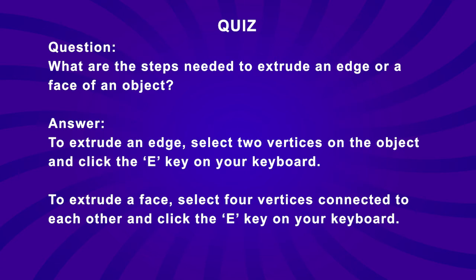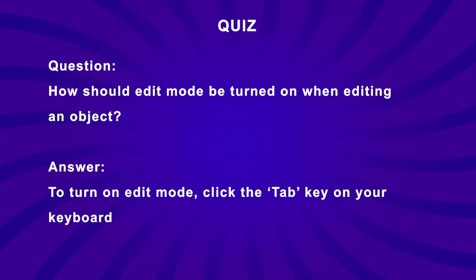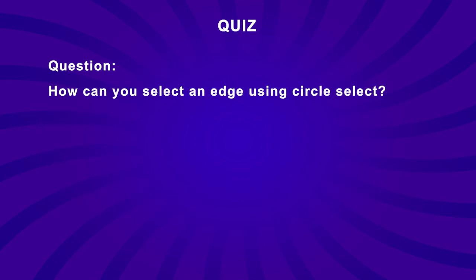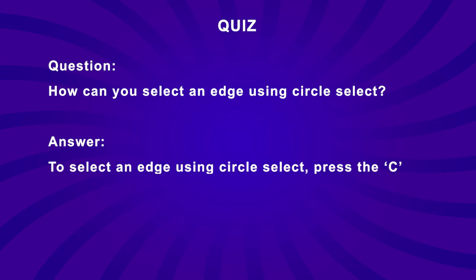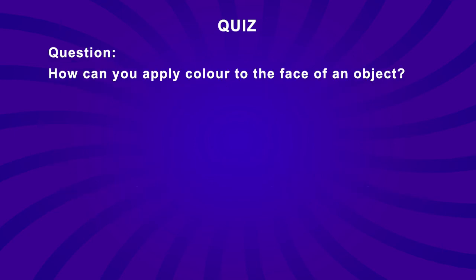The answer to question 3, how should edit mode be turned on when editing an object in Blender? To turn on edit mode when editing an object, simply click the tab key on your keyboard. The answer to question 4, how can you select an edge using circle select? To select an edge using circle select, press the C key on your keyboard and left click on the points you wish to select.